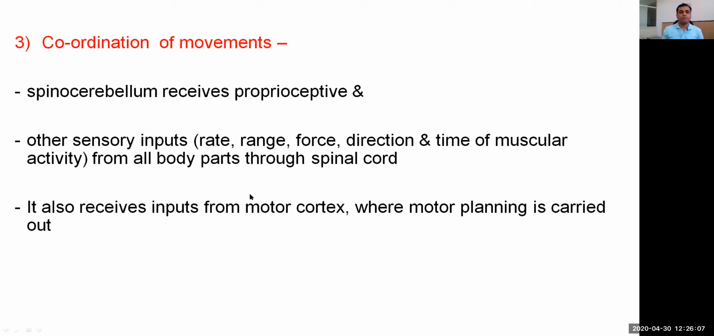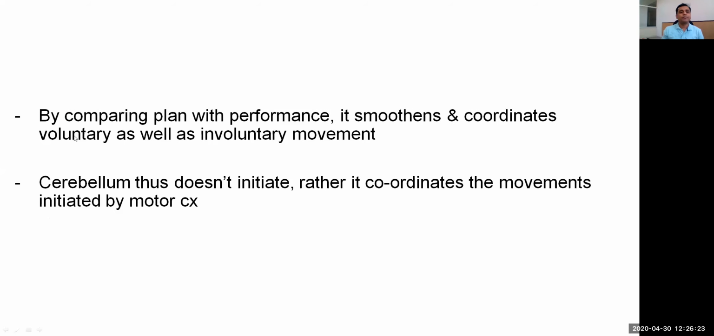Spinocerebellum is receiving proprioceptive as well as other sensory inputs like rate of the movement, range of the movement, force, direction, and time of the movement from all parts of the body. Through the spinal cord, it also receives input from the motor cortex, where the motor planning is carried out. By comparing the plan of the movement with the performance of the movement, it smoothens and coordinates voluntary as well as involuntary movement. Cerebellum doesn't initiate, rather it plays a very important role in coordination of the movements which are initiated by the motor cortex.